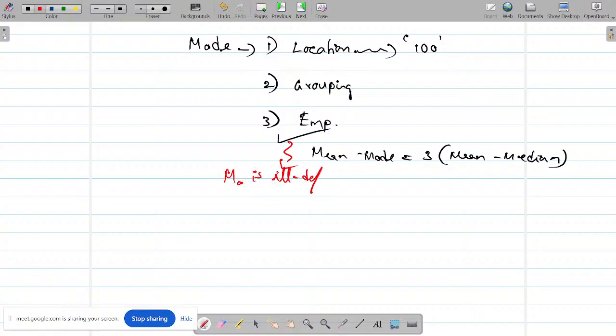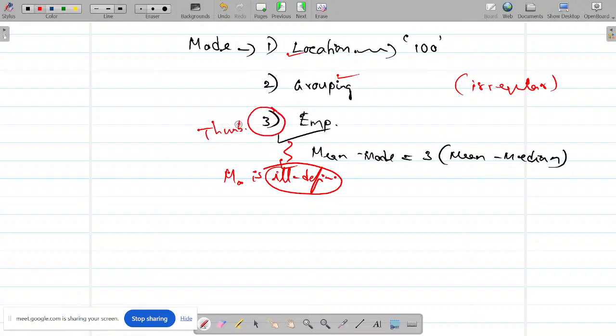You remember? Usually we'll go by the location method. If it happens to be irregular in nature, the frequency has a big jump, then we'll be using the grouping method. And also by the grouping method, if we find that the mode is ill-defined, then we'll go for the empirical relationship. So this empirical relationship formula is a thumb rule. You know what we mean by thumb rule? So we use this method only when the mode is ill-defined, to find the modal value.